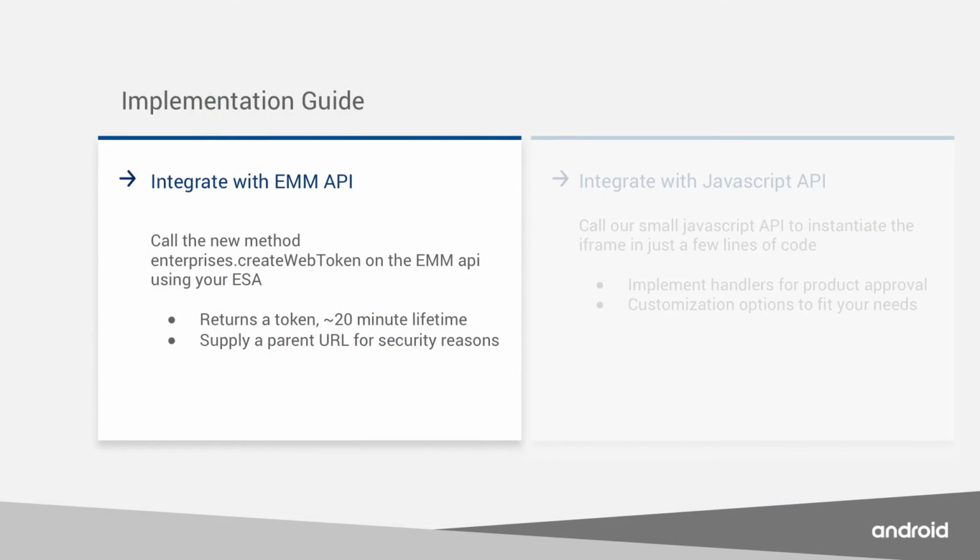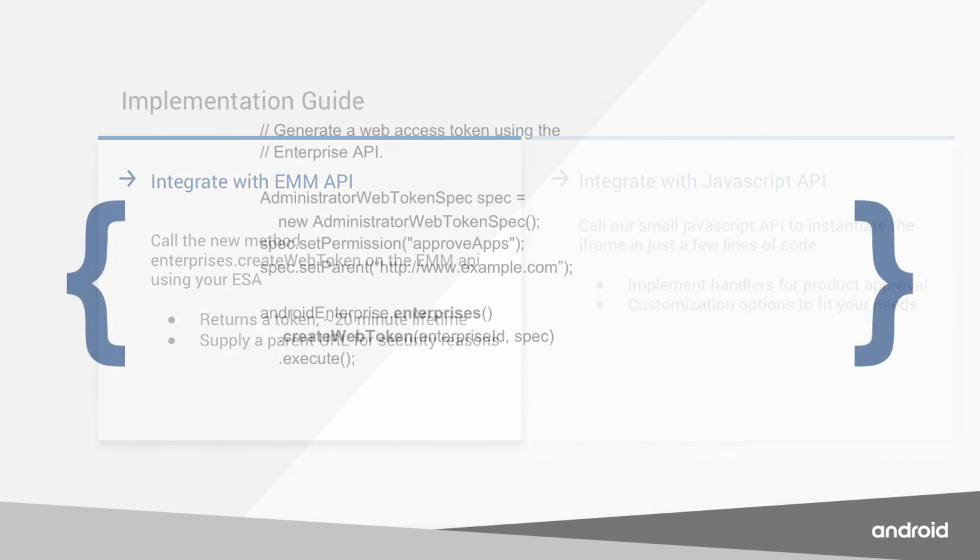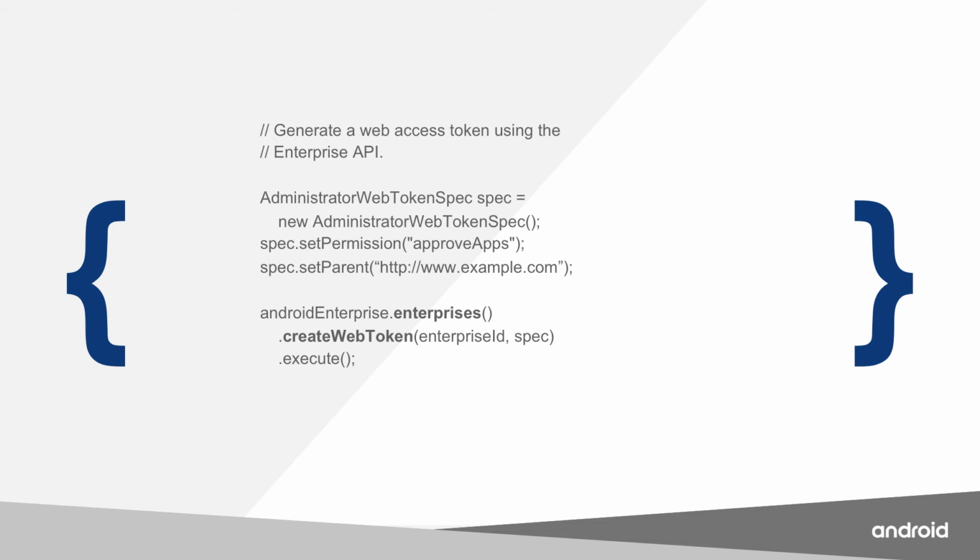In terms of how to get started implementing this, there are two big parts that you need to worry about. The first part is that you need to integrate with the EMM API. We've added a new call here called enterprises.createWebToken. This is a token that has around a 20-minute lifetime, and this is your ticket to load the iframe for a particular enterprise. So if you have one of these, you can load an iframe. There's no Google account required, like we said. This is done by using your ESA. You'll supply a few different properties, like a parent URL and some permissions that you want the user to have based on the actions that you want them to be able to take inside of the iframe.